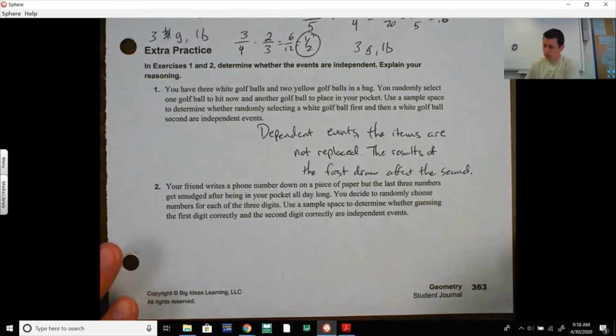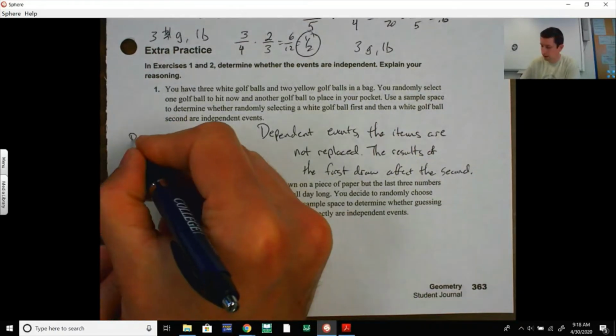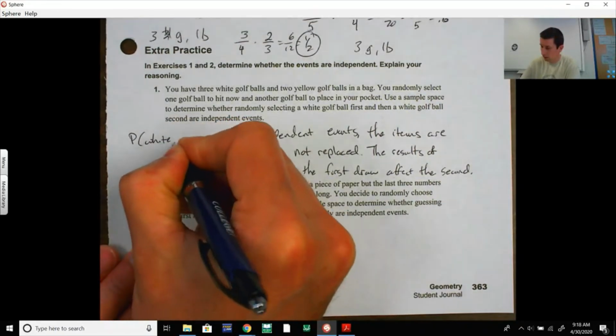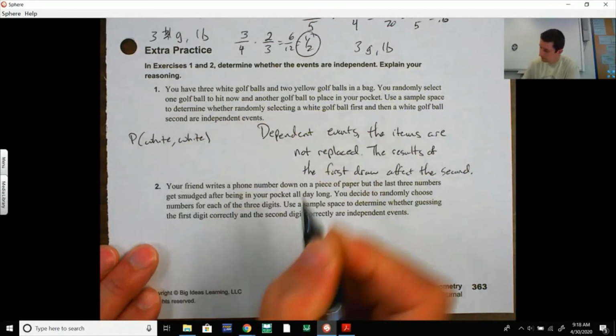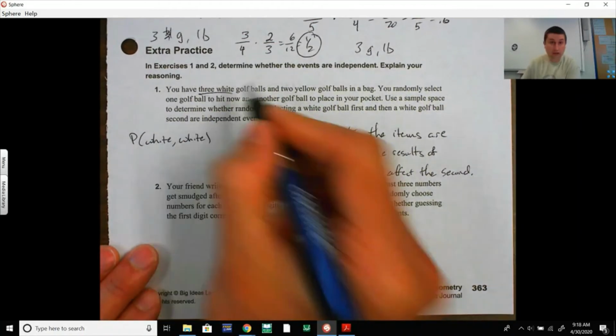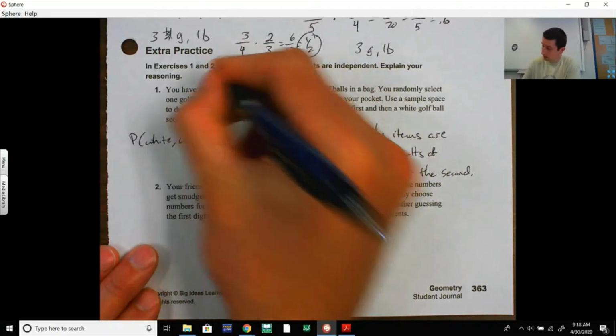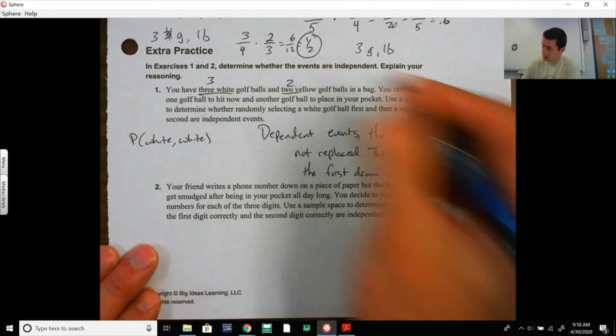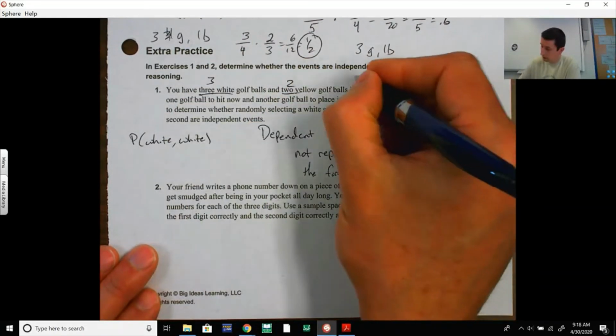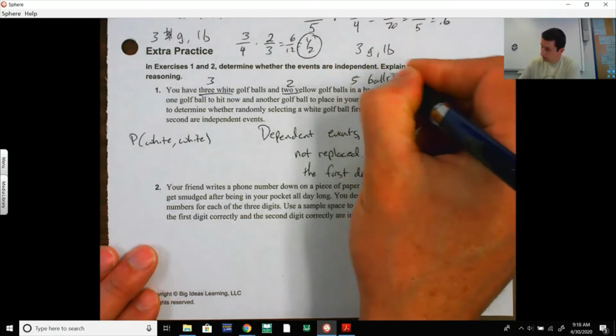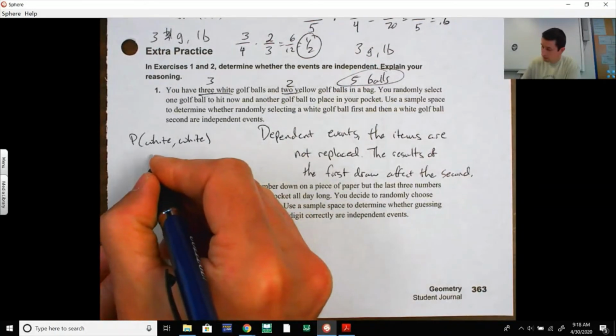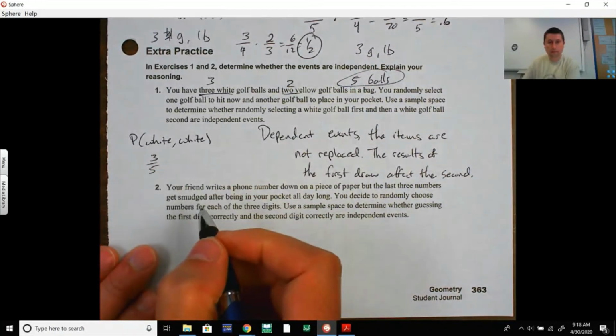Okay, so let's practice this. What is the probability of having a white and then a white? White and white. Well, you have 3. Let's make sure I get my numbers right here. You have 3 white golf balls and 2 yellow golf balls in a bag. So we have 5 balls. So the probability of getting a white would be 3 out of 5 for the first time.